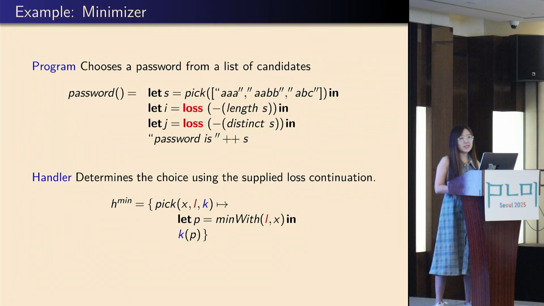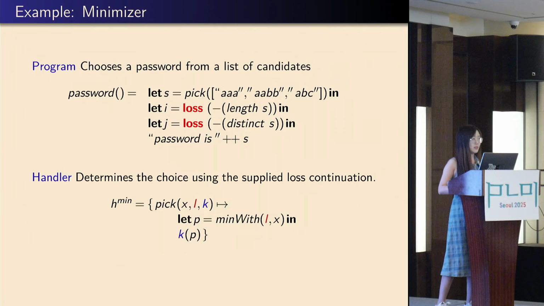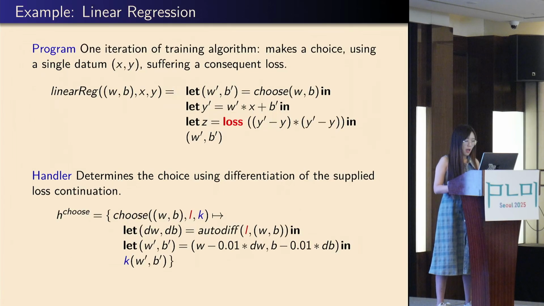And this program gives an example of what we can do with the loss continuation. And since we have this loss continuation available, we can also do more advanced things with it. For example, we can do linear regression. So this is an example that corresponds to one iteration of the training program for linear regression.